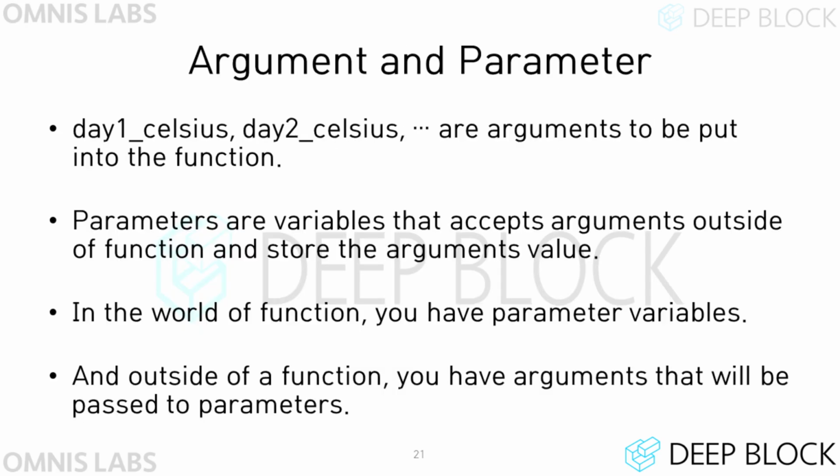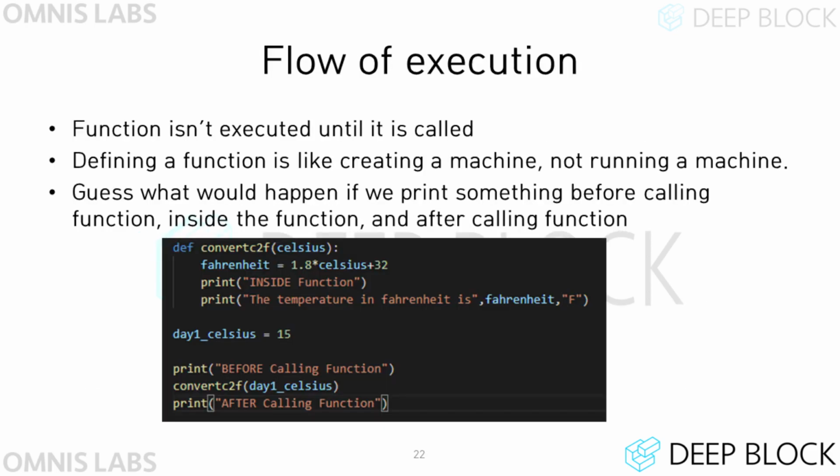I would like to explain the parameters and arguments again with the code we wrote. The day 1 Celsius to day 5 Celsius variables are used as values that are passed to a function when the function is called, so we can regard them as arguments of a function. On the other hand, the Celsius variable that was created when defining the function is called the parameter variable. A function will not be executed until it is called.